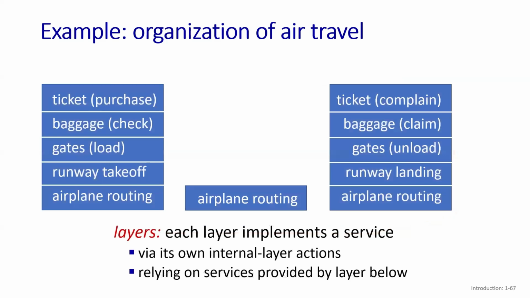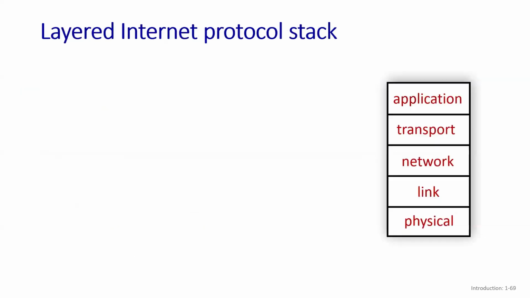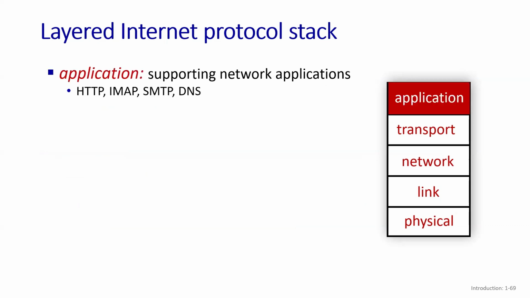So let me quickly take you to the internet protocol stack. So we have application layer, we have transport layer, we have network layer, we have link layer, and then we have physical layer. On the application level, we have different types of applications, HTTP, SMTP, we have DNS, IMAP, and there are several other types of applications which use certain protocols.